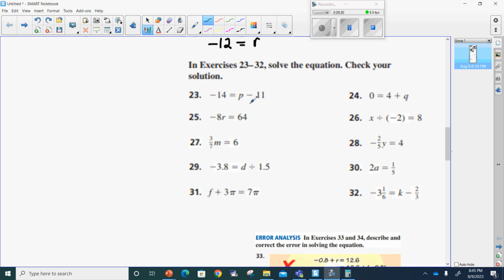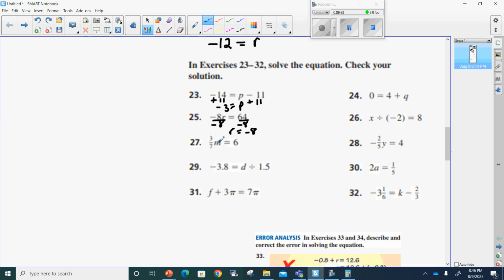Well, we got to isolate p, so we're going to add 11 to both sides. When I add 11 to this side, I got negative 14 plus 11, that's going to give me negative 3. So we have negative 3 equals p. Next, I've got negative 8r equals 64. I got to isolate r, so since I'm multiplying by negative 8, I'm going to divide by negative 8. Whatever I divide from one side I do to the other side, and 64 divided by negative 8 will give me negative 8. So r is going to equal negative 8. Remember, a negative times a negative equals a positive.